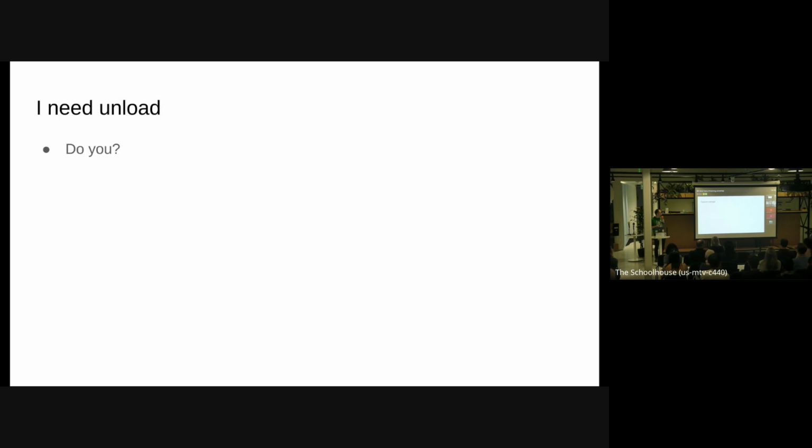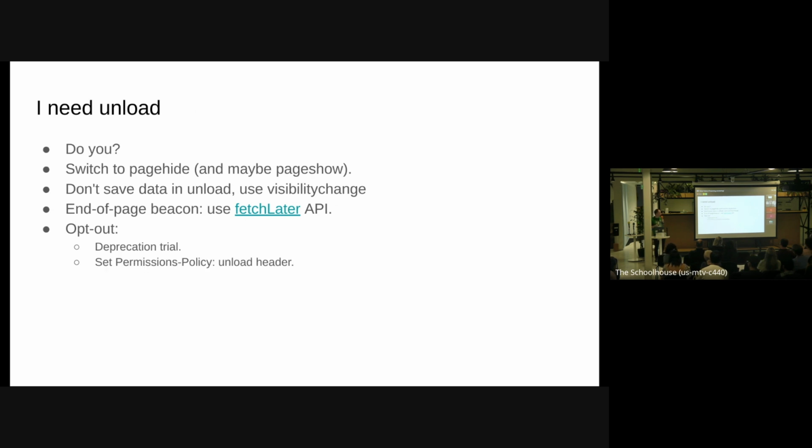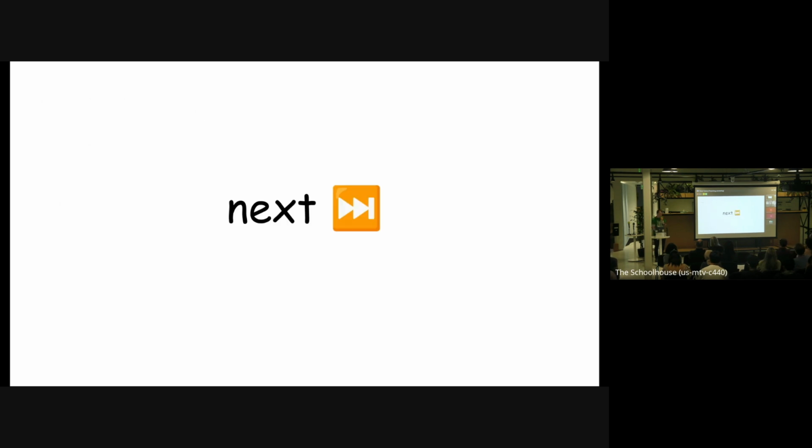So, oh yeah, if you think you need unload, do you really need unload? Switch to pagehide and pageshow. If you were saving data in unload, you were already doing it wrong. Use visibilitychange. If you need to send an end of page beacon, we have the new fetchLater API, which came out of the BFCache team for this purpose so that people could stop using unload. And if you really need to, you can opt out. There's a deprecation trial that switches your default back, and you can just set your permission policy explicitly. I think that's everything. Thank you.